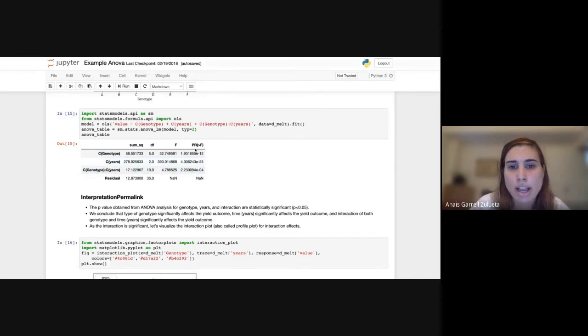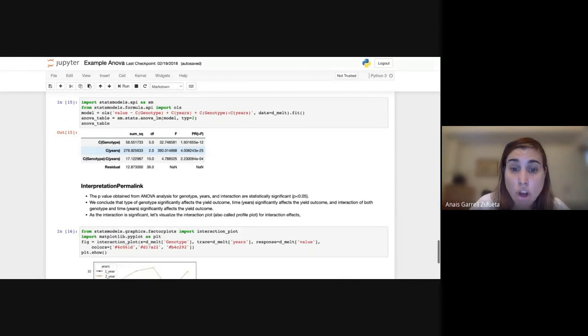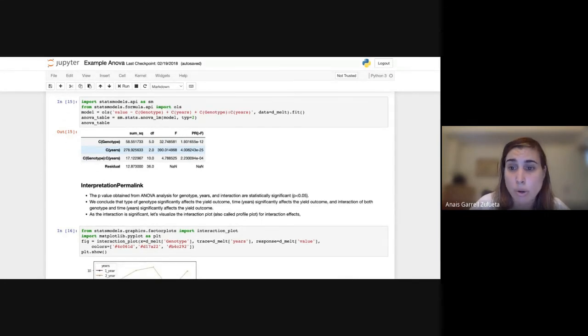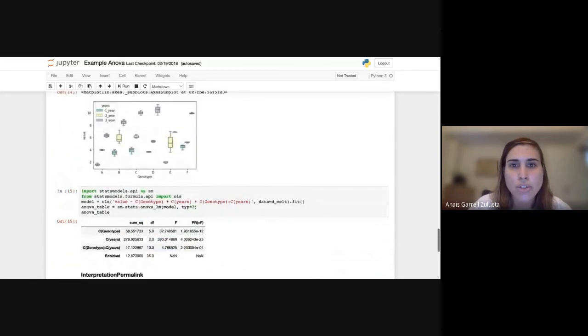And for each one, I have this p-value, okay? And as you may see, for all of them, the p-value is lower than 0.05. It means that I can reject the null hypothesis and accept my alternative hypothesis. So we can conclude that the type of genotype significantly affects the yield outcome. The time also affects the yield outcome. And the interaction of both genotype and time significantly affects the yield outcome. Okay, so here we demonstrate how to accept our alternative hypothesis.